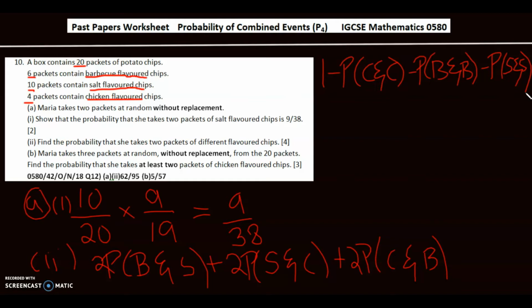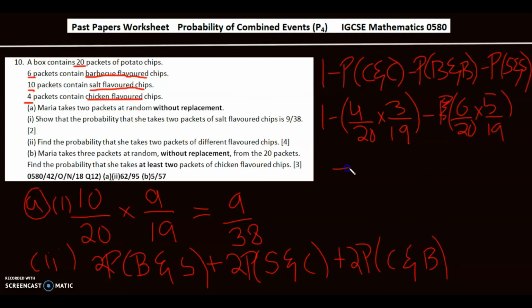So let's see, I should get 1 minus probability of getting chicken is 4 upon 20 times 3 upon 19, minus probability of getting barbecue flavored twice is 6 upon 20 times 5 upon 19. Oh, there's no p here. Minus probability of getting salt flavor 10 upon 20 times 9 upon 19. Okay, find this product and we should get 62 upon 95.